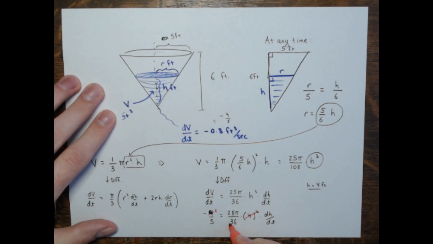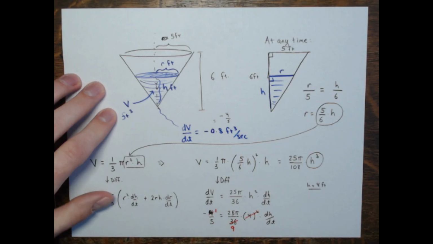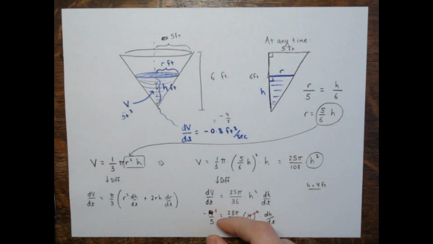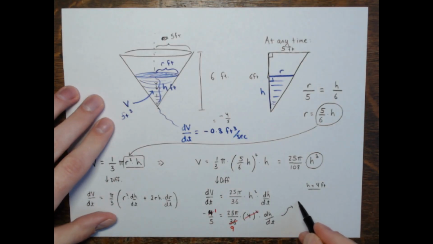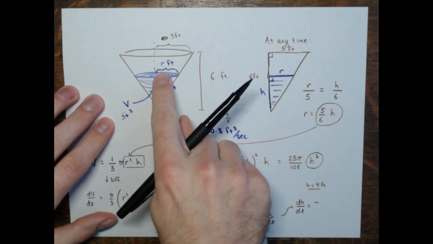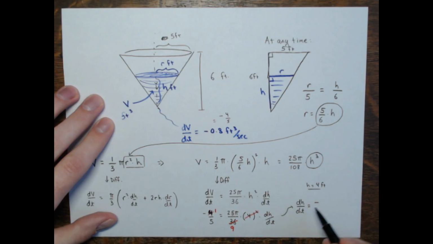So now this is gone, and this becomes 25 pi over 9. And then I would multiply both sides by 9 over 25 pi. So when you solve this, do a little algebra, dH/dt would be negative. It should be negative, right? Obviously, the height would be decreasing. And if I multiply by 9 over 25 pi, I'd have 1 times 9 in the numerator, and then 25 pi times 5.